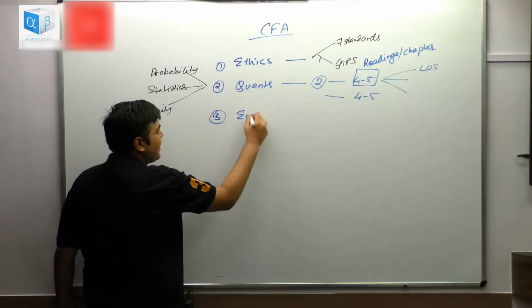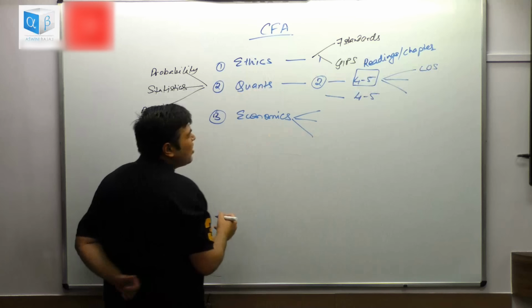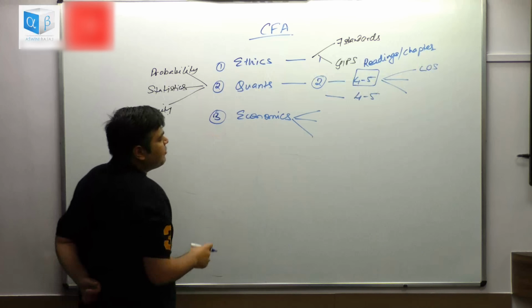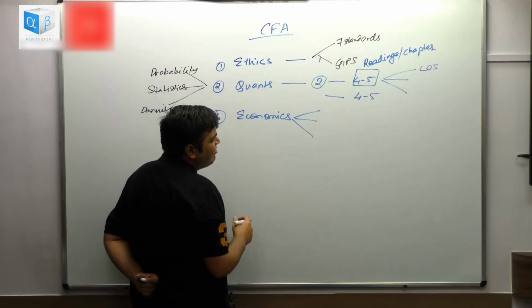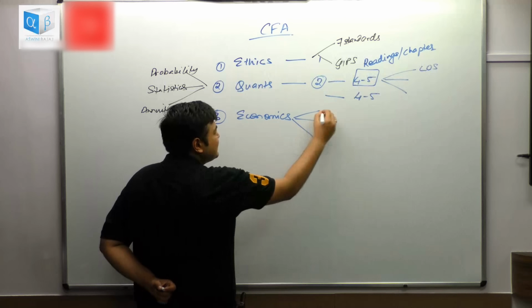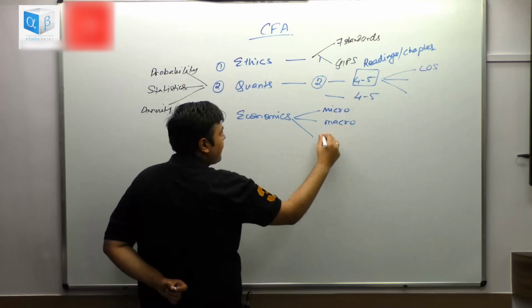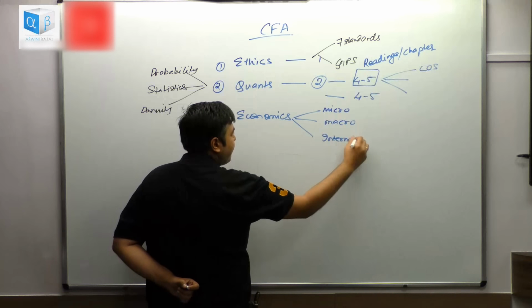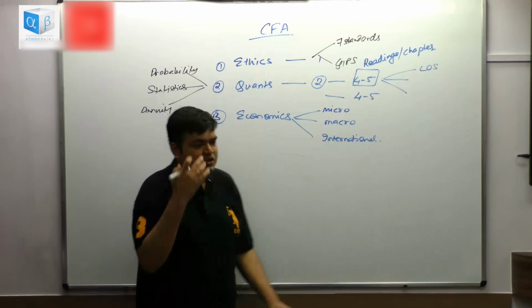The next subject that we have is economics. Now when you're looking at economics, it's got I think 2 or 3 study sessions. They just clubbed one this year, I guess. So there will be about 8 to 10 readings or so. It's basically divided into 3 portions: microeconomics, macroeconomics and international economics.